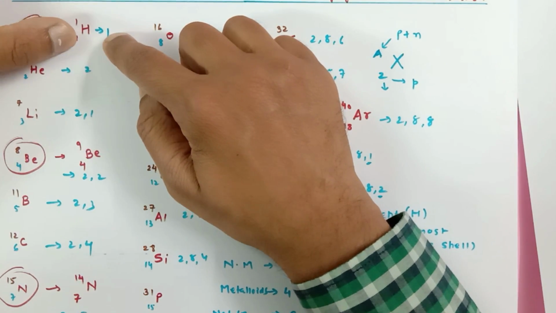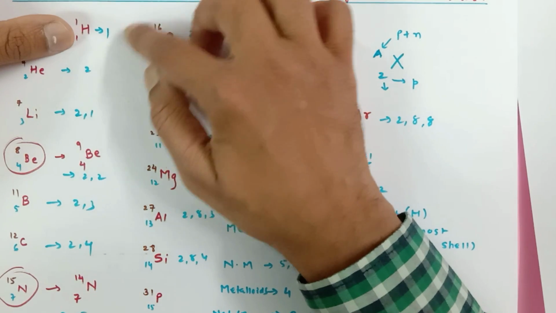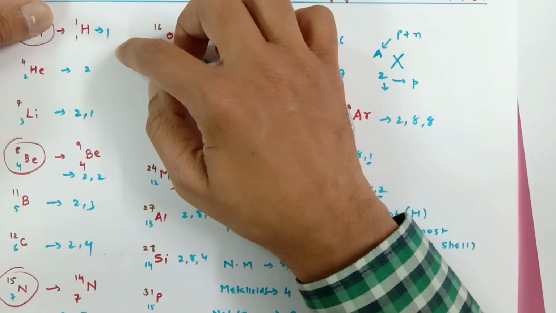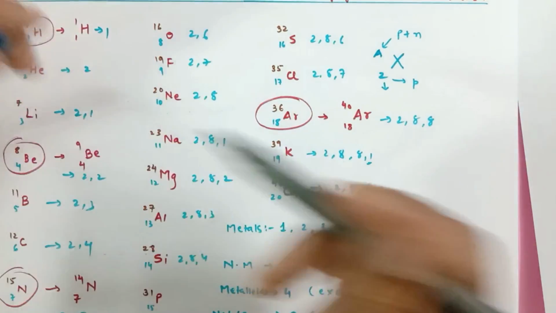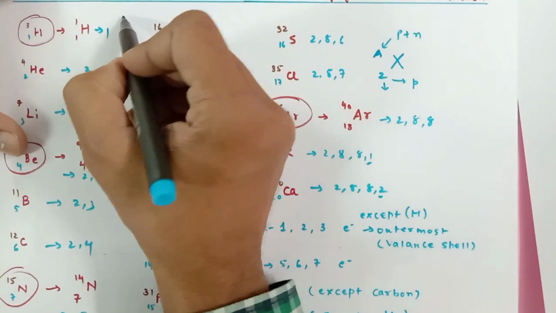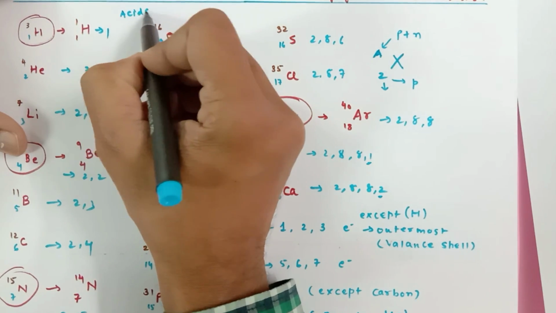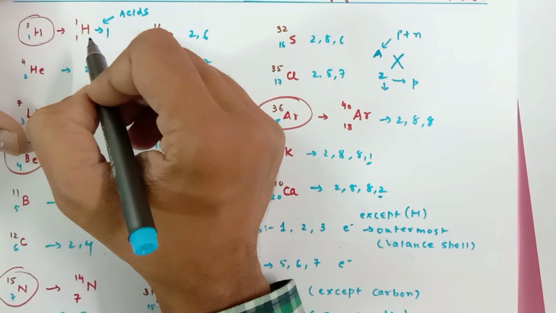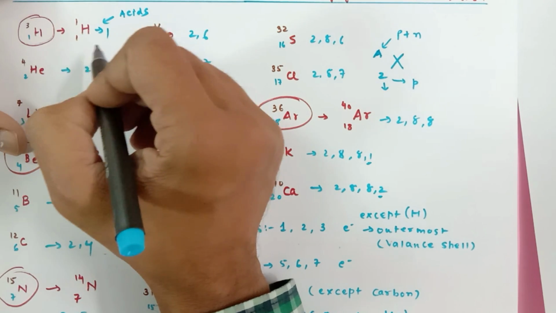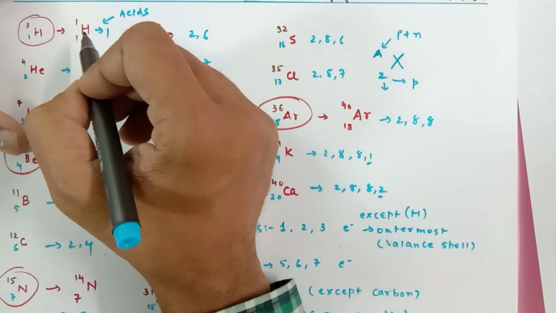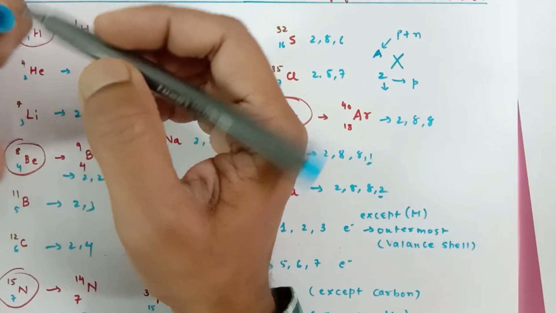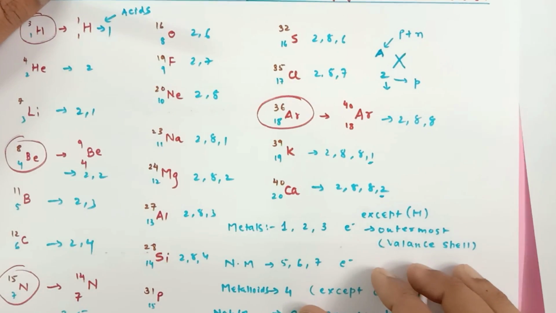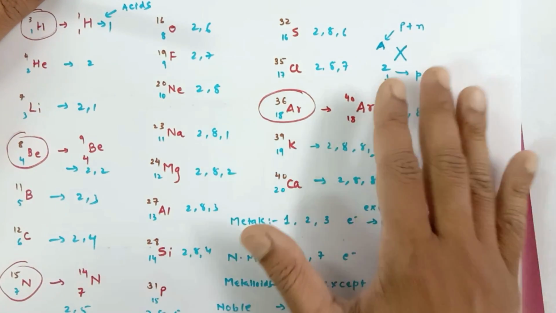And hydrogen forms covalent bonding. That's why it is classified under non-metals. Actually, sometimes it behaves like a metal, like in acids. In acids it behaves like a metal. Rest, in the hydrogen molecule and in water formation, it is regarded as a non-metal. So this is how, with the help of electronic configuration, we define which elements are metals and which are non-metals.